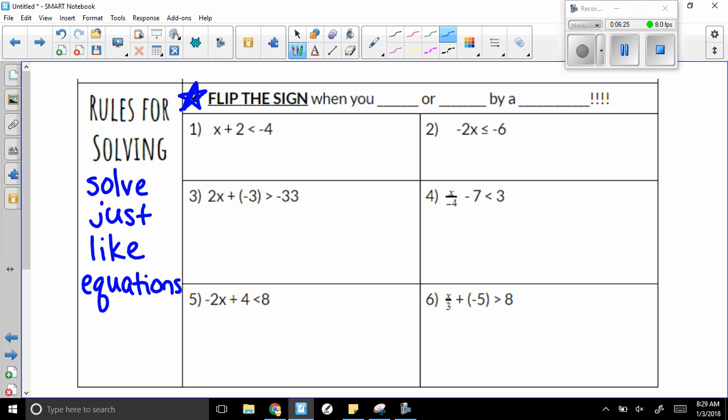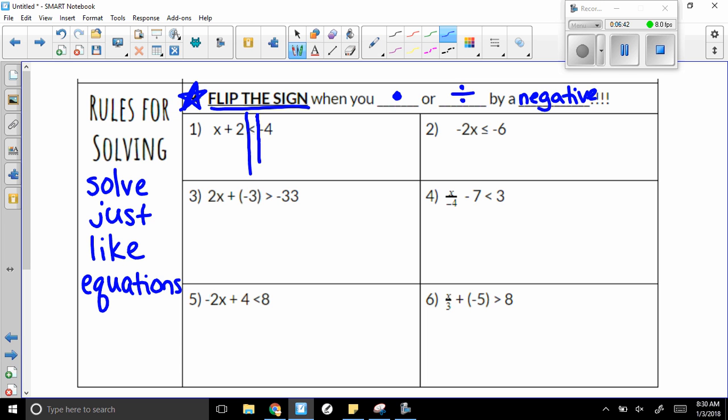The only thing different is that you need to flip the sign when you multiply or divide by a negative. And we'll see what that looks like in just a moment. So let's try out this first example.